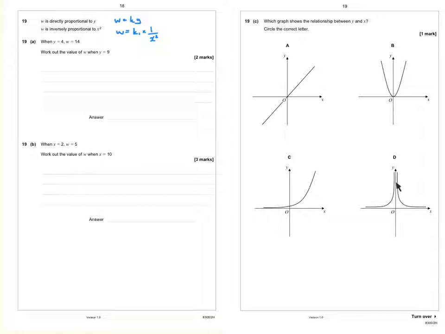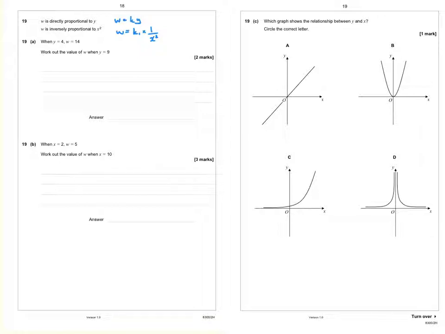Because reciprocal graphs will have some sort of asymptote. Here it shows that for x equals 0, there's no value, because maybe you're dividing by 0, and then you would choose this one. So think about what kind of function you have.